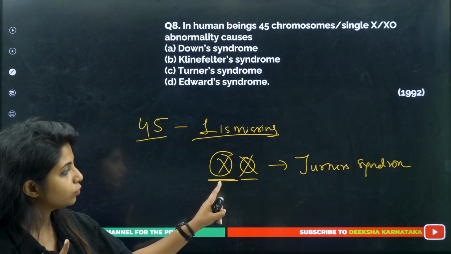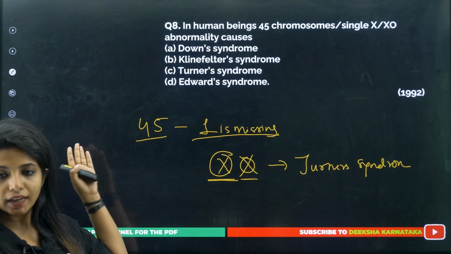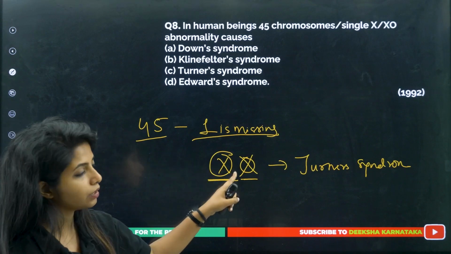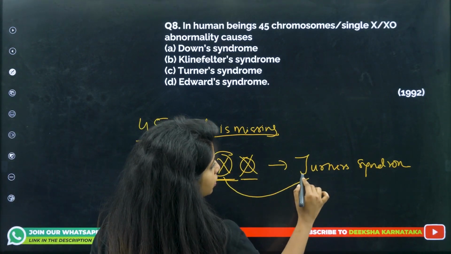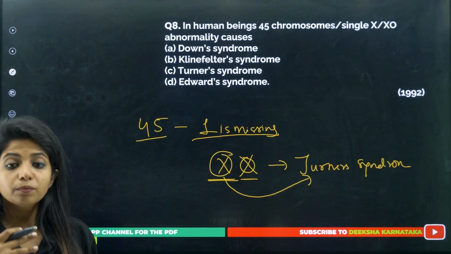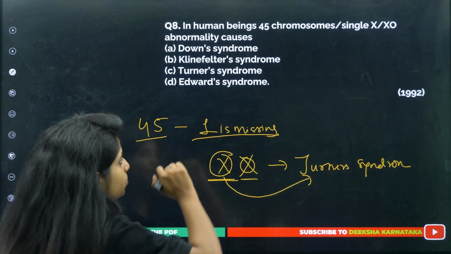If two chromosomes went on the other side, that person will be having Klinefelter, but over here this person does not have the other chromosome. So this is the condition known as Turner syndrome, a female with masculine character, and it will be sterile as well.